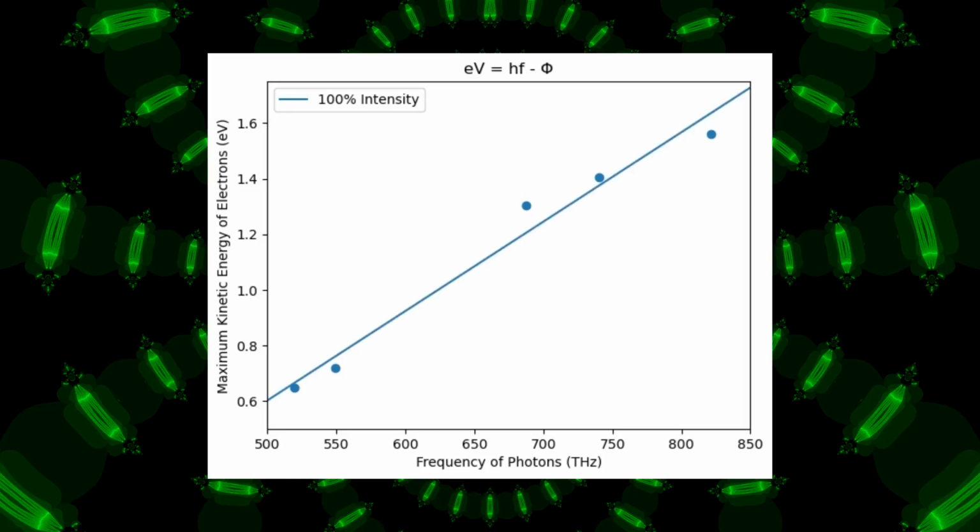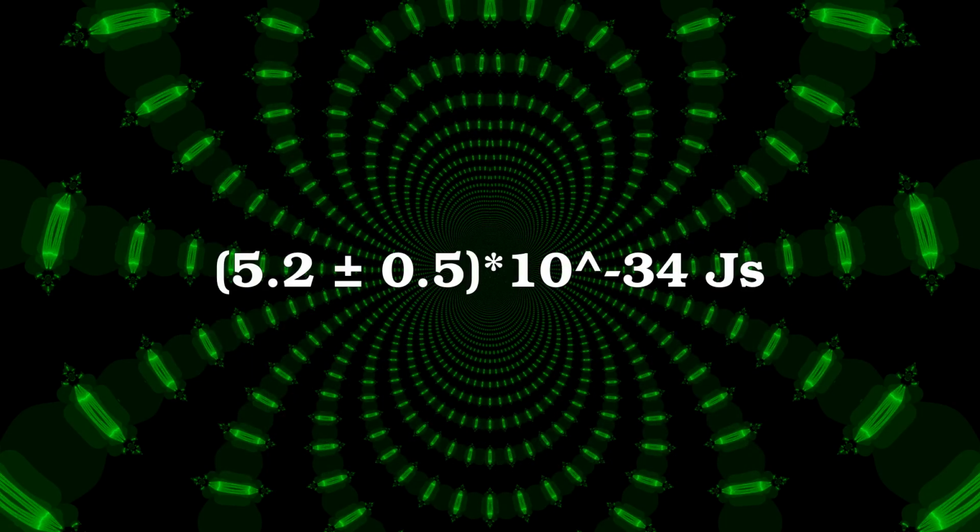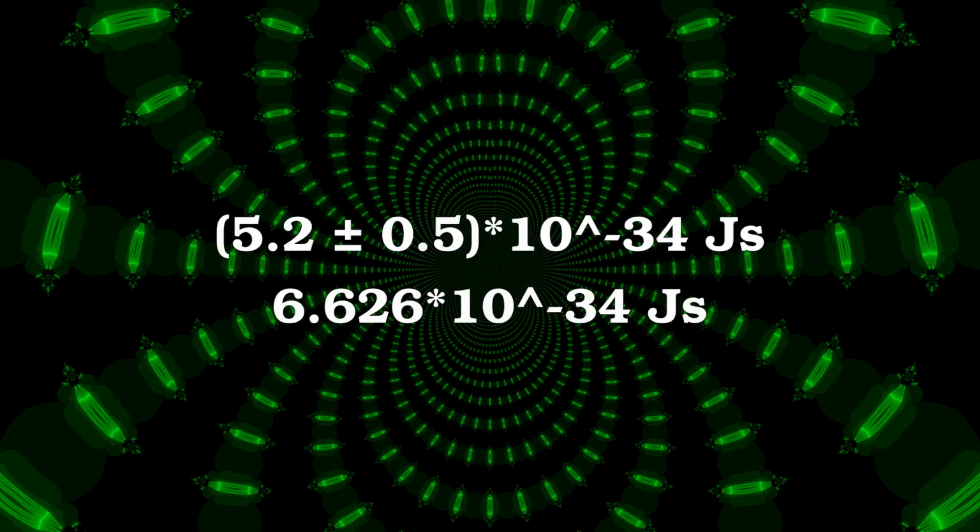This fit gives us a Planck's constant value of 5.2 plus or minus 0.5 times 10 to the negative 34 joule seconds. Compared to the officially accepted value of 6.626 times 10 to the negative 34 joule seconds, we have the right order of magnitude, but the official value is not within our margin of error, so it's likely that our recruits have missed something.